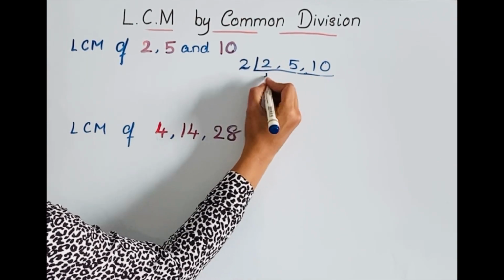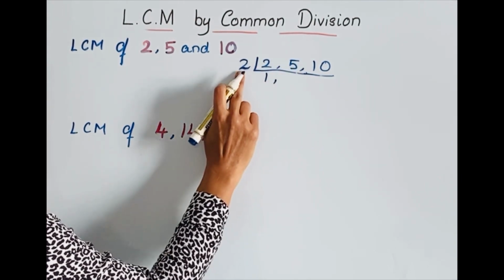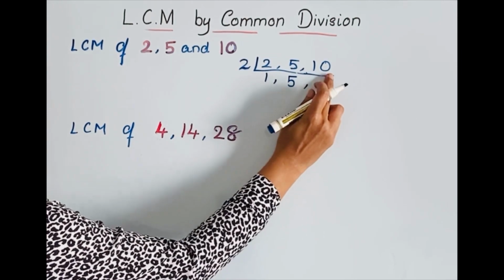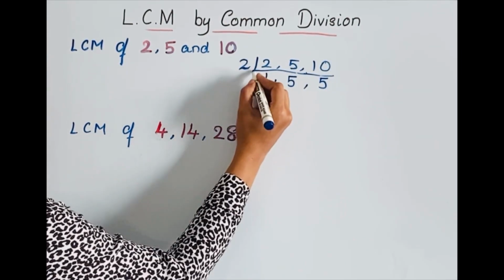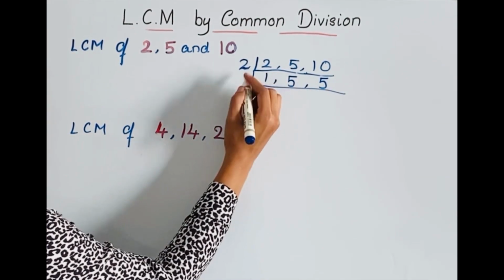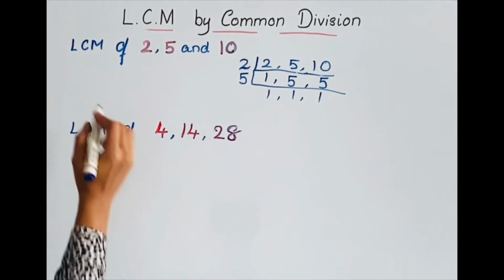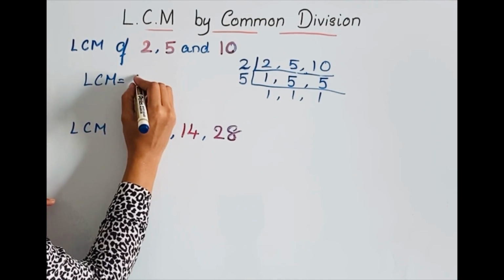2 divided by 2, it's 1. The 5, it's a prime number. You can't divide by this factor, so keep the number the same. 10 divided by 2, the quotient is 5. Next, these two numbers have a common factor 5. Hence use the common factor to divide it. Now the LCM is 2 multiplied by 5, it's 10.